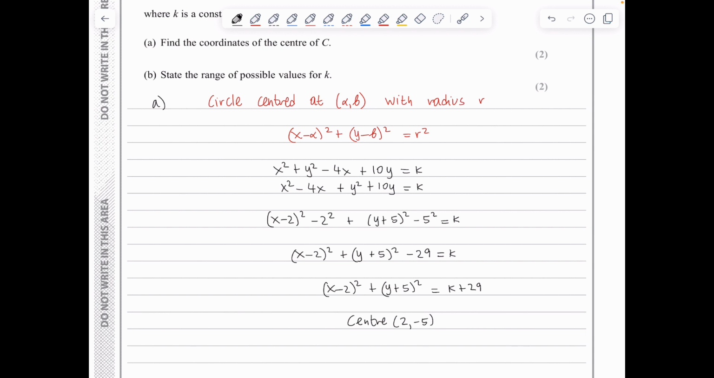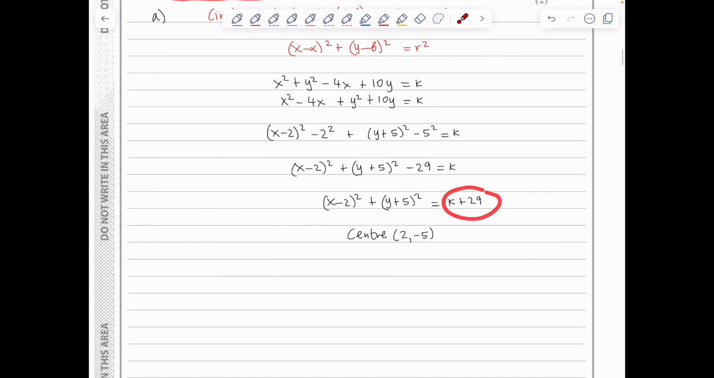And then in part B, we need to state the range of possible values for k. Well, we know that k + 29 must be r². So if I state that r² is k + 29, then we know that the radius squared can never be 0 or negative. It has to be strictly positive. So this leads to k being greater than −29.